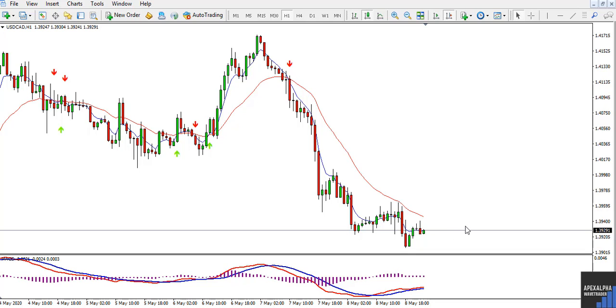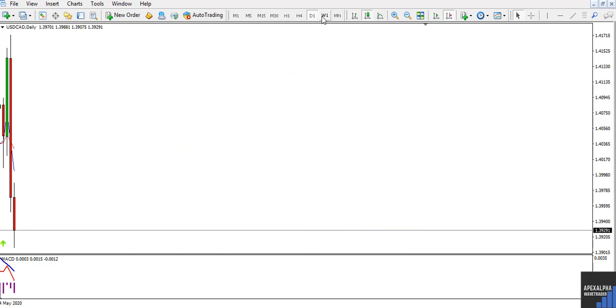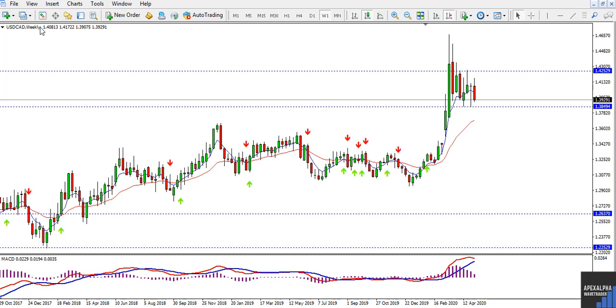Okay, so most likely we are going to get one more final leg to the downside, which is good for between, let's just call it 70 pips. So it's not so bad for a day trade as well. All right, so I'm going to go to the next currency pair here.